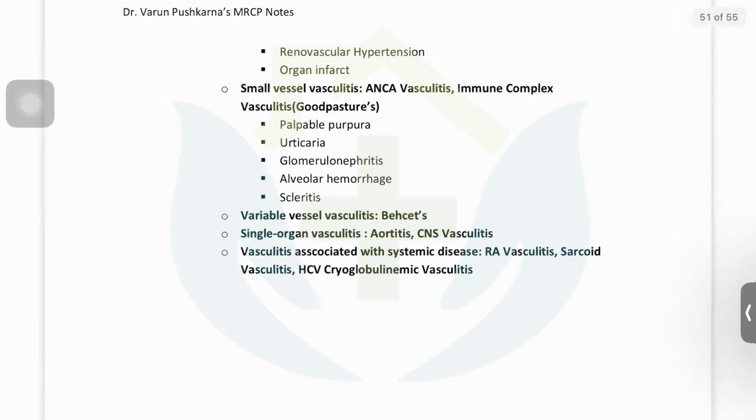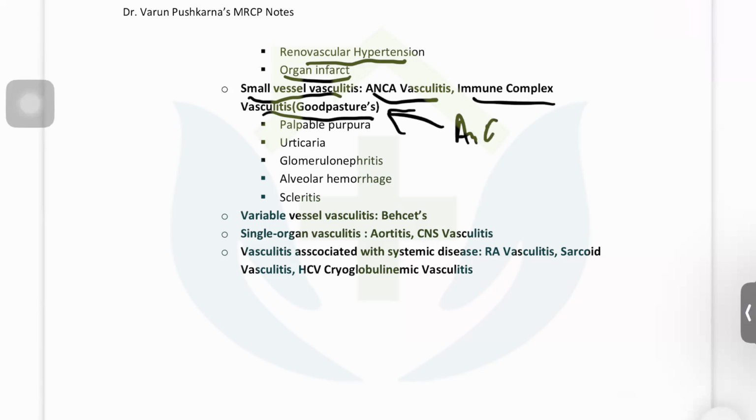Then renal artery involvement leading to renovascular hypertension and organ infarctions like splenic infarction and all. Then comes small vessel vasculitis, in which is a very small vessel like ANCA vasculitis, Wegener's, EGPA, microscopic polyangiitis, immune complex vasculitis like Goodpasture. Goodpasture is basically anti-glomerular basement membrane antibody. So it will present with palpable purpura, urticaria, glomerulonephritis.